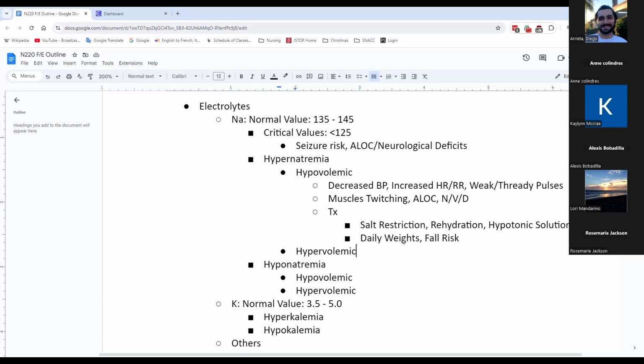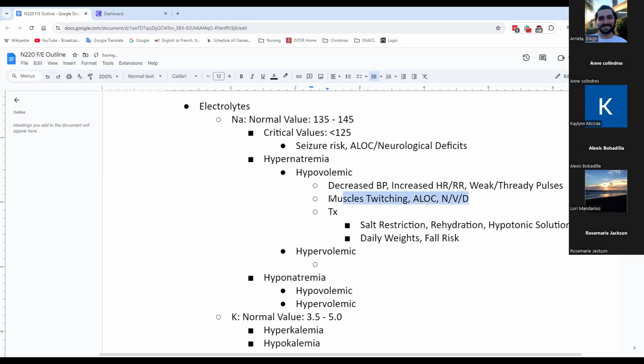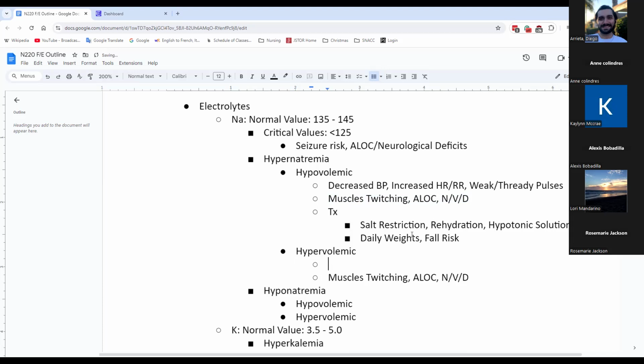So we have hypervolemic. You still have the same kind of signs and symptoms of hypernatremia here, but now you're going to have the side effects from being hypervolemic. So what are some things we can talk about when it comes to hypervolemia in general?